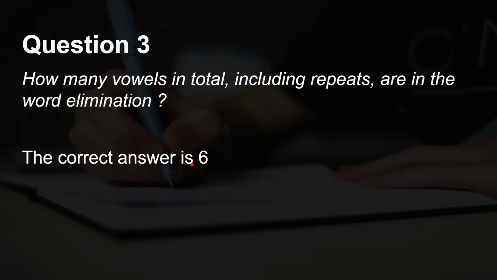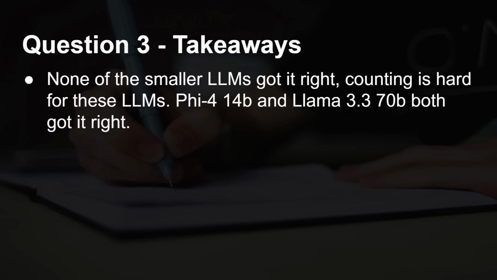How many vowels in total, including repeats, are in the word elimination? The correct answer is 6, because, for example, I appears in there 3 times, and you've got an E, an A, and an O as well. And what do we see? Well, none of the smaller LLMs got that right, because LLMs are bad at counting, and smaller LLMs show that.